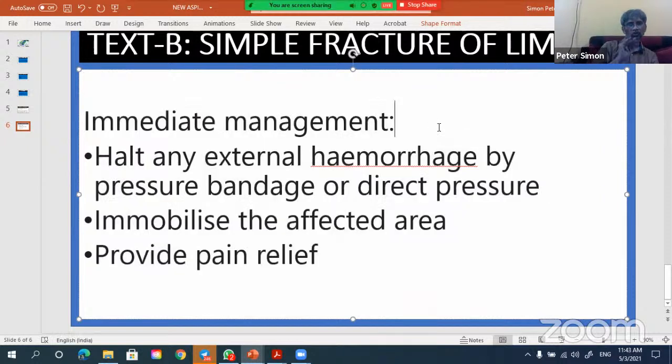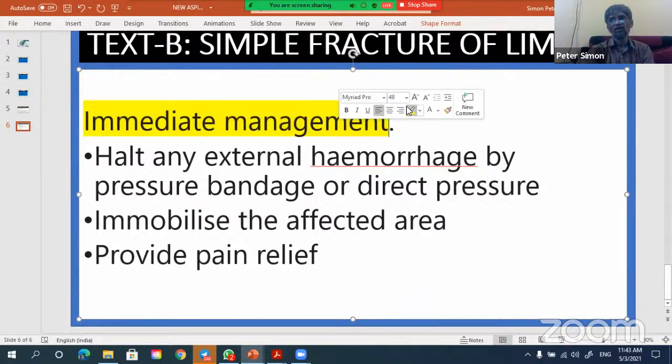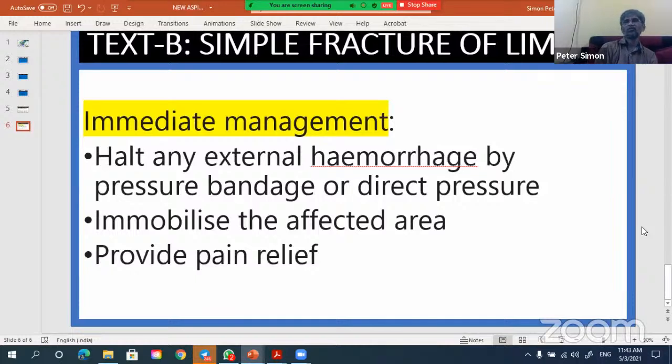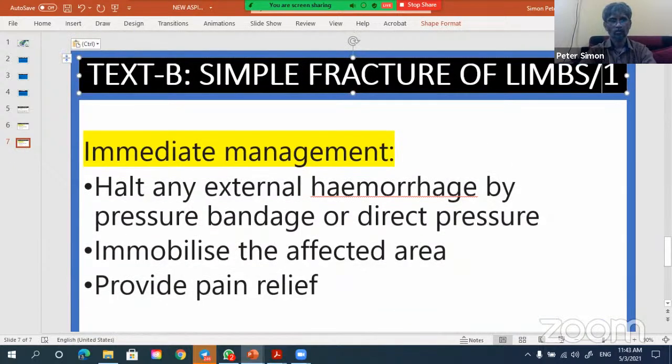Okay. So immediate management, there are 3 points. We don't need that one, so we can take this one, immediate management. This means simple fracture of limbs. In this one, there are 3 different things. Immediate management, that is number 1. That is why I separated this one. This part is immediate management.